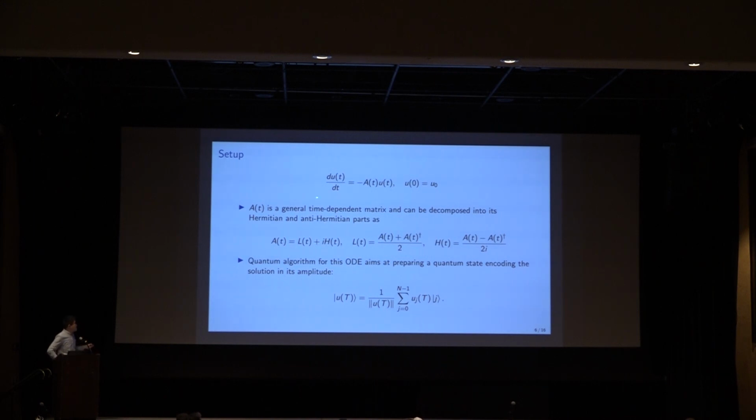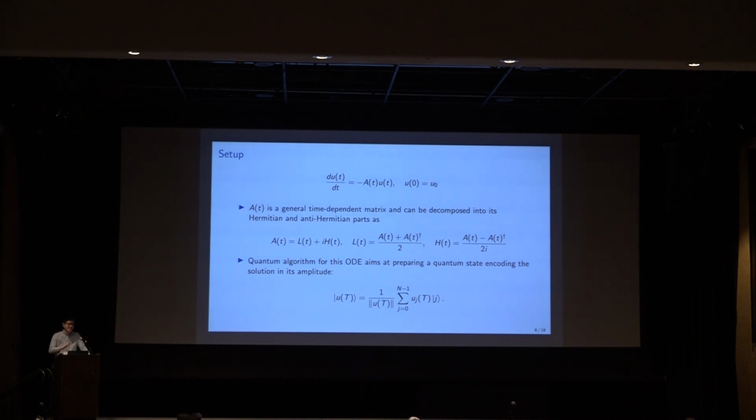So this is the equation that we are interested in today. Since we don't really have any quantum state structure, we still have to define what we mean by solving this equation quantumly. I would like to follow the definition in the HHL algorithm style. That is, when I say quantum algorithms for this ODE, I'm talking about preparing a quantum state encoding its solution in its amplitude. That is, my goal is to prepare this quantum state, whose amplitude is the normalized solution of my differential equation.